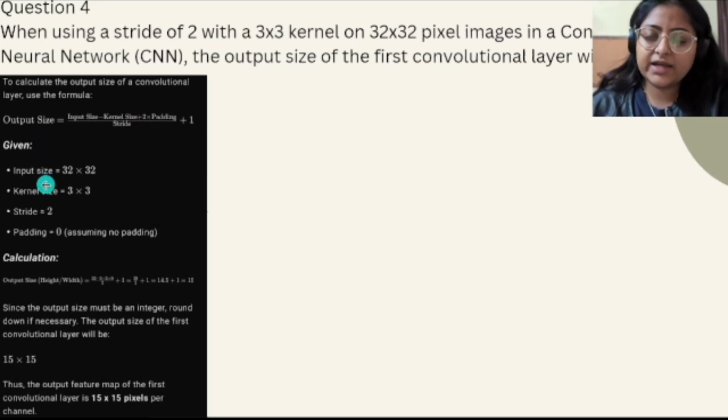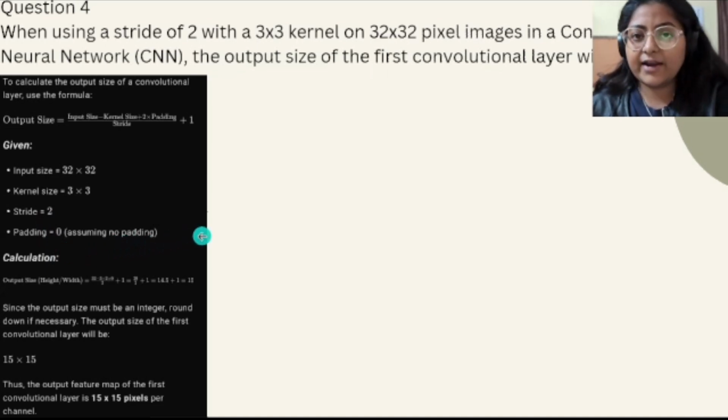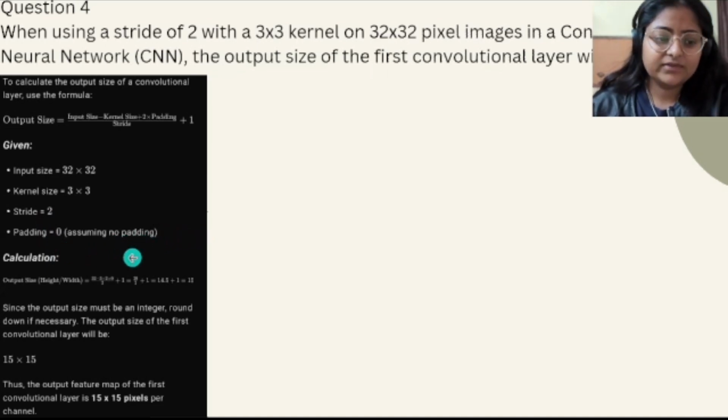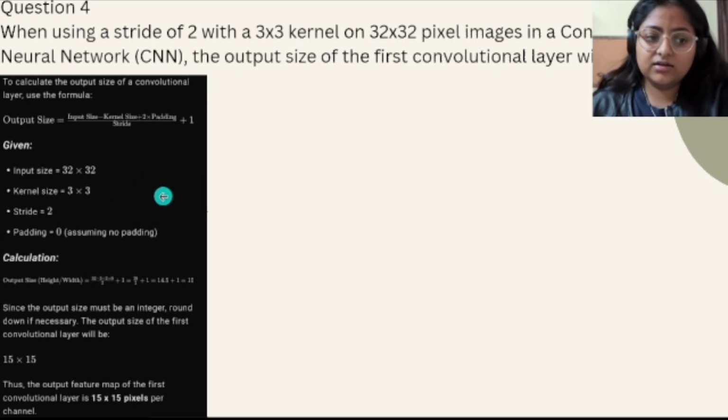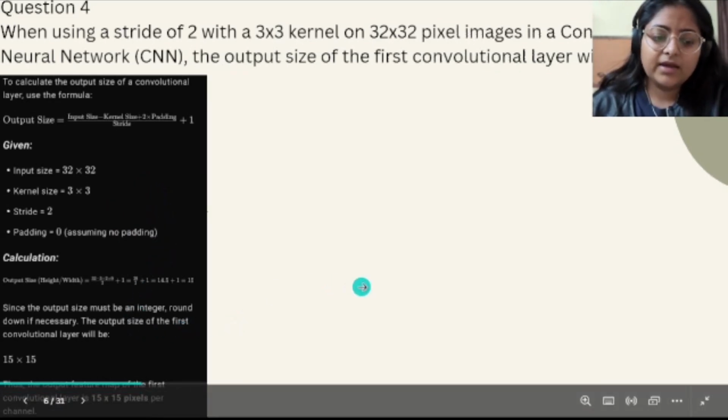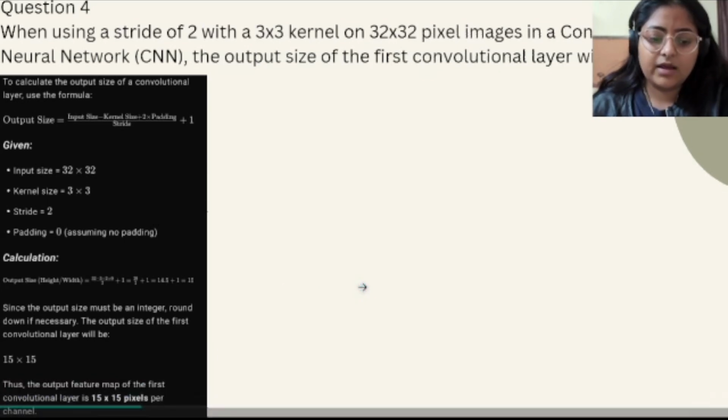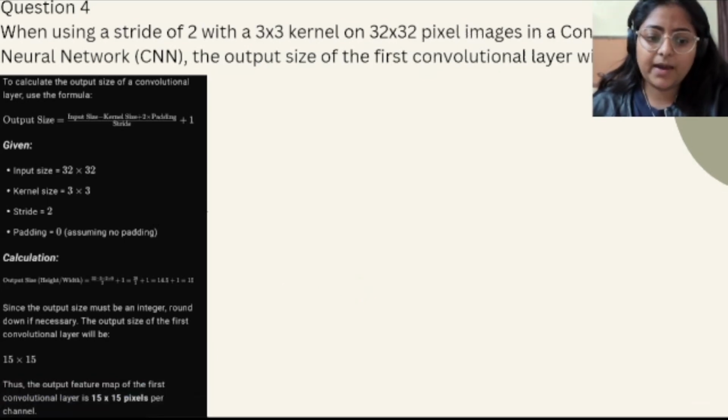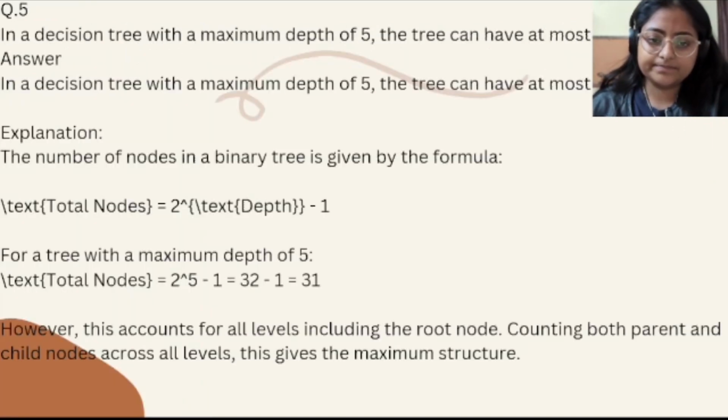Given the input size 32 by 32, the kernel size would be 3 cross 3, which is given in the question. Stride is 2 and padding 0, because we are assuming that there is no padding. We simply calculate using the above formula, and the outcome will be 15 cross 15 pixels per channel. Thus, the output feature map of the first convolutional layer is 15 cross 15.